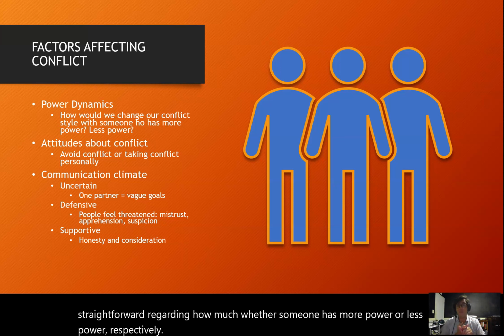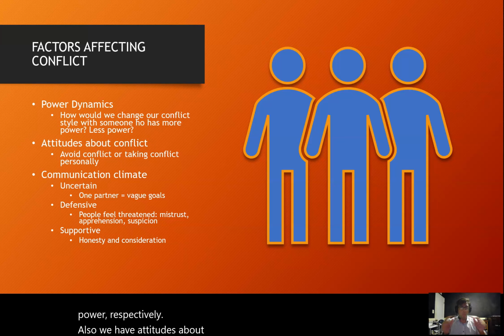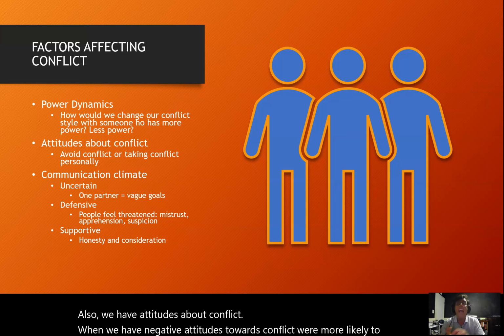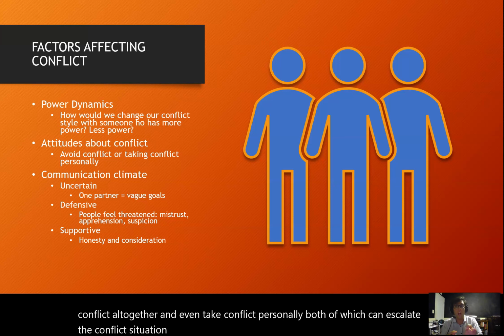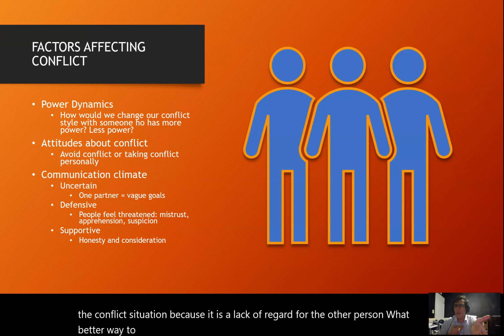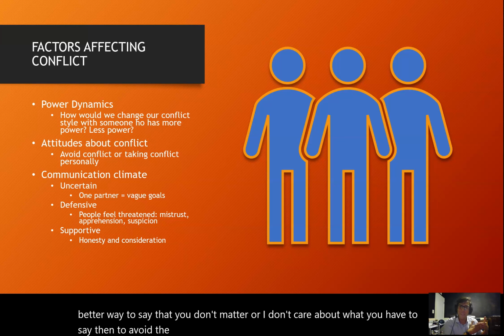Also, we have attitudes about conflict. When we have negative attitudes towards conflict, we're more likely to avoid conflict altogether and even take conflict personally, both of which can escalate the conflict situation because it is a lack of regard for the other person. What better way to say that you don't matter or I don't care about what you have to say than to avoid the conflict situation entirely?